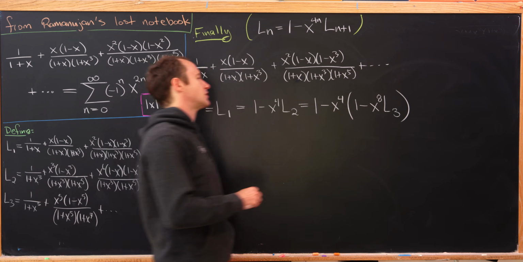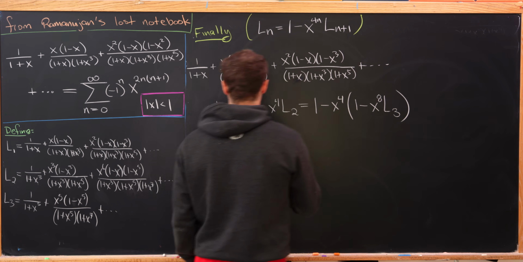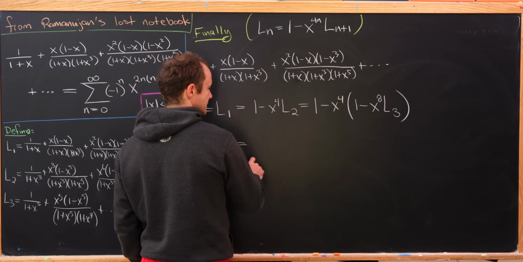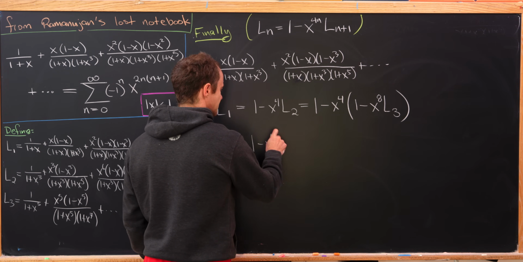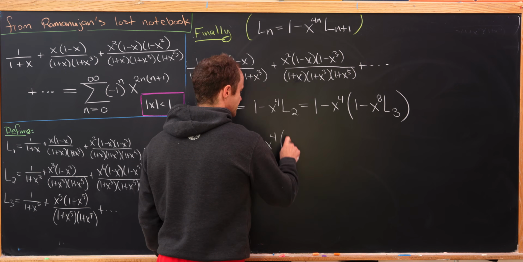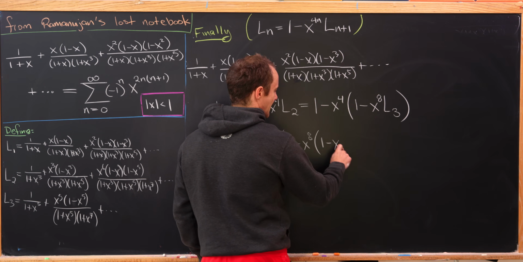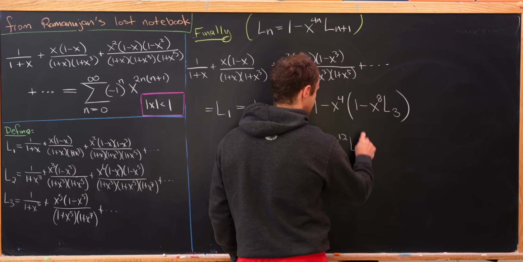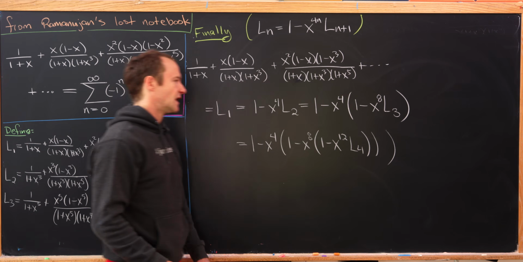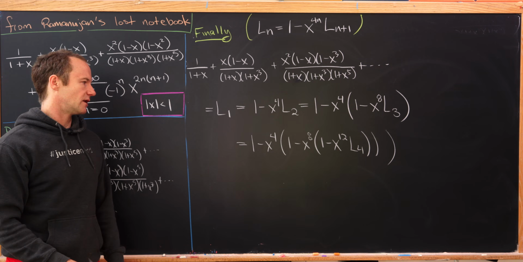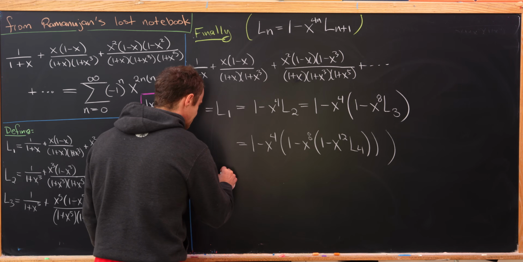And then we can keep going on and on and on. So maybe I'll write one more down. So this is going to be 1 minus x to the 4th times 1 minus x to the 8th times 1 minus x to the 12th times L4. Again, applying that recursion to L3. Now we can kind of see where we're going.